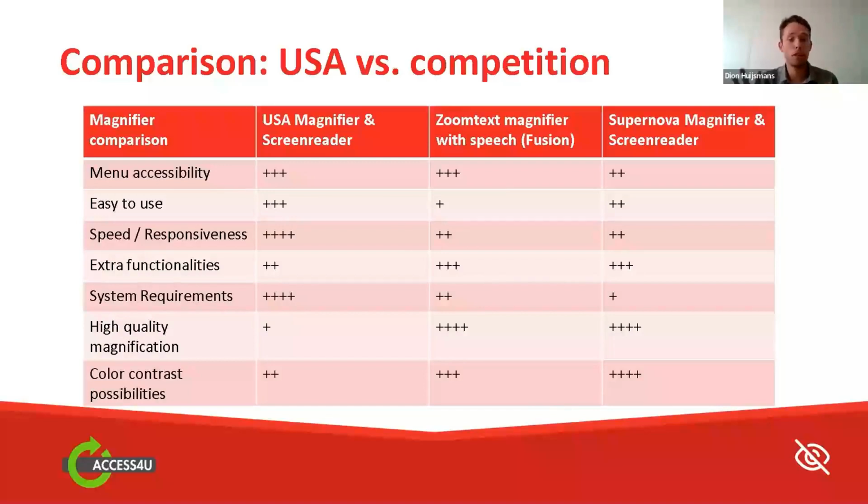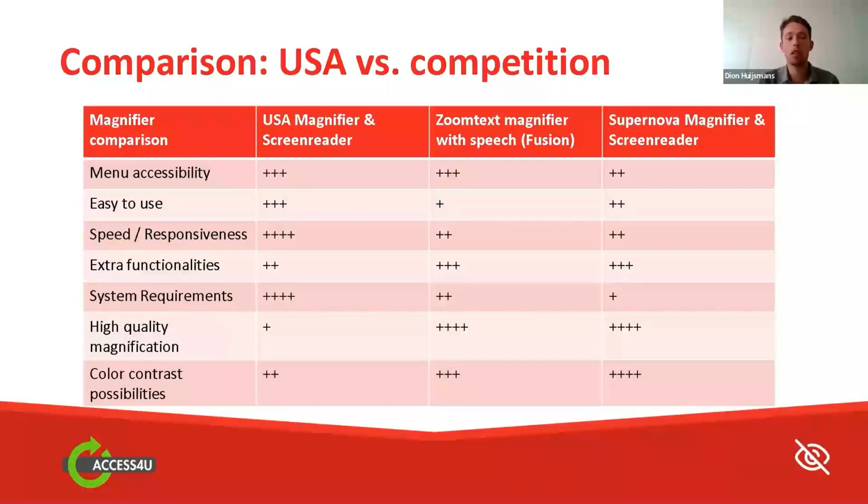So in order to give a little overview, we first go into detail with the magnification comparison, where we use the USA magnifier and screen reader, and we compare that to ZoomText magnifier with speech, so Fusion, and also Supernova magnifier screen reader. So we divided into giving a little bit pluses. So if we look at the menu accessibility, we overall see that all packages are rather accessible. So for that, there's, in our case, no difference.